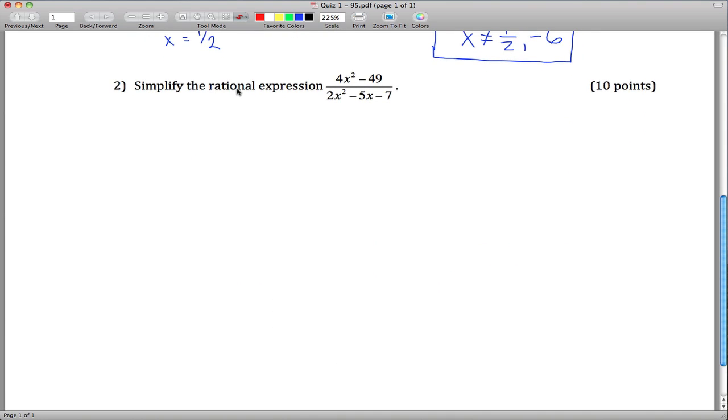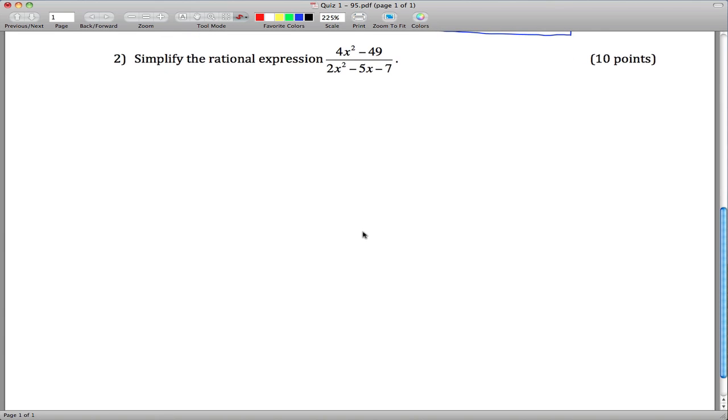Second question asks to simplify this rational expression. It'll turn out that simplifying this expression is pretty similar to what we did in part 1. We can't just look at this and cancel anything, but if we factor out the top and factor out the bottom, hopefully we'll get something in common that we can then cancel. The top here, there's sort of a trick to it. This is a perfect square and this is a perfect square.